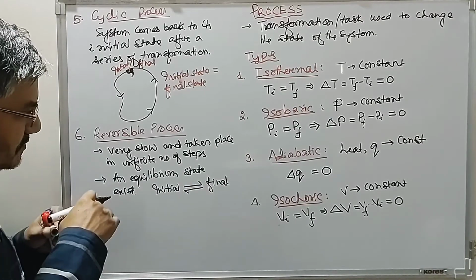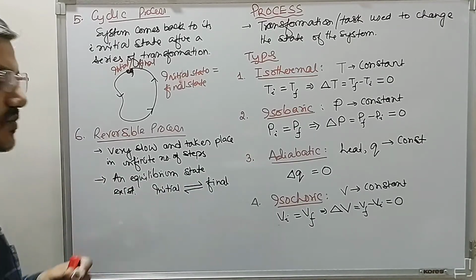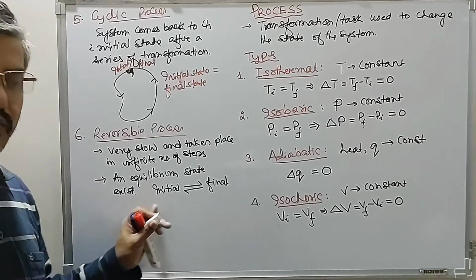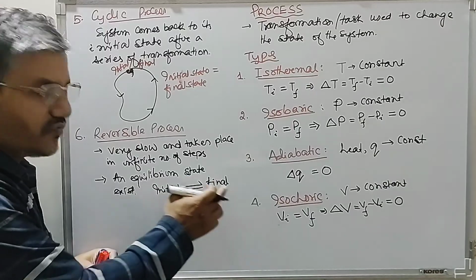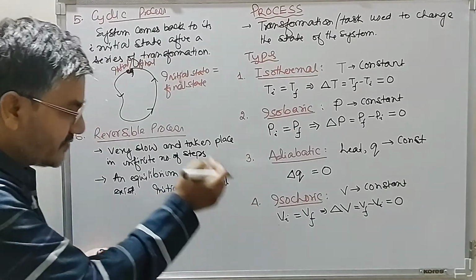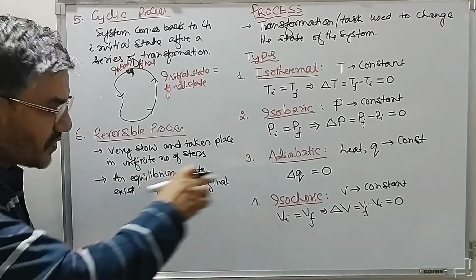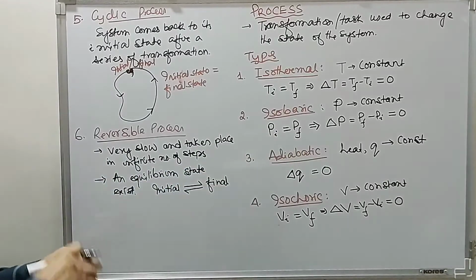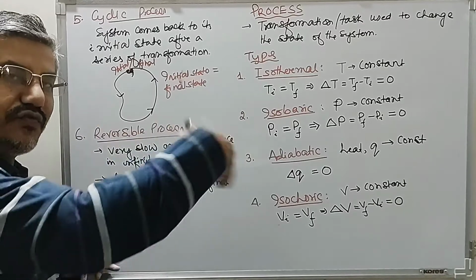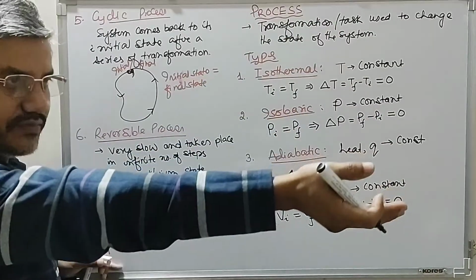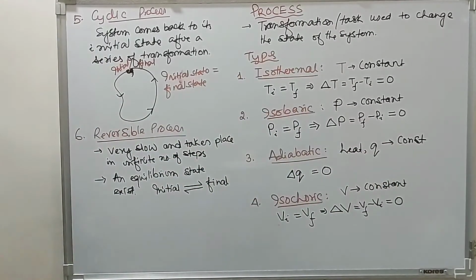So the system being very slow and taking infinite numbers of states, this cannot be 100% completed. The moment the initial state is converted into final, final will again convert into the initial state. So this process keeps on going, and because of this the process is very slow and it requires infinite numbers of states to occur the change. That is a reversible process.